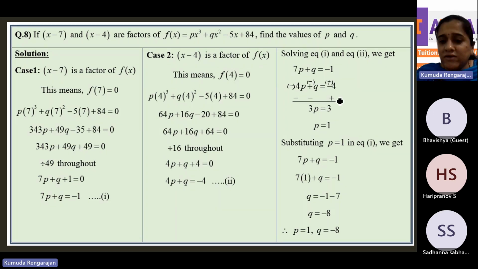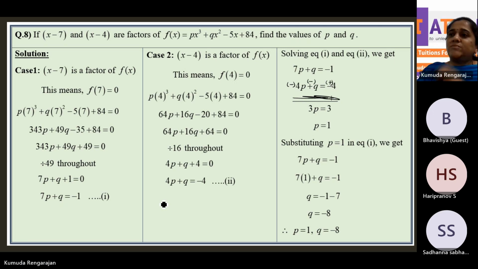Whenever you see signs here, you don't put it there. You put it beside the terms, with the terms themselves. If it's plus, make it minus. If it's minus, make it plus. Throughout the second equation, every term, you should change the sign, opposite sign: plus, minus, minus, plus.